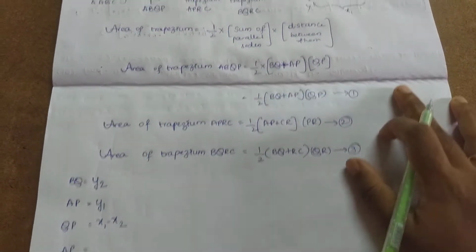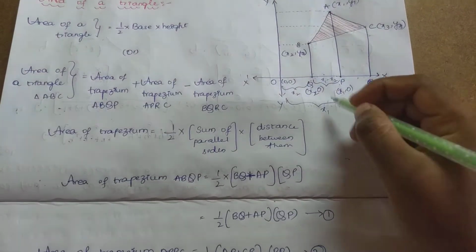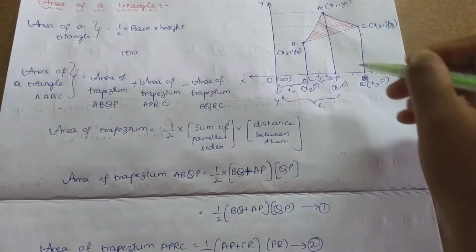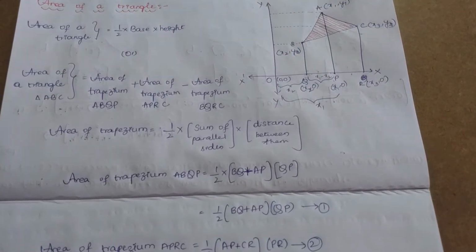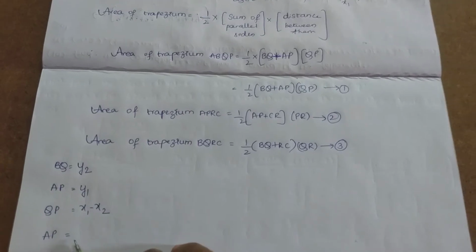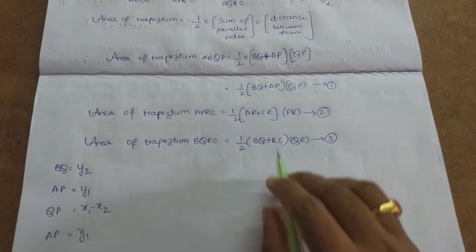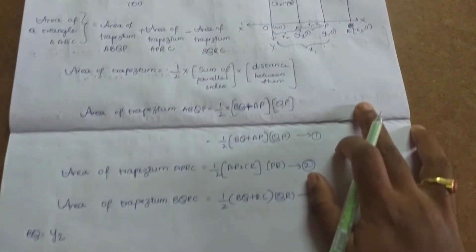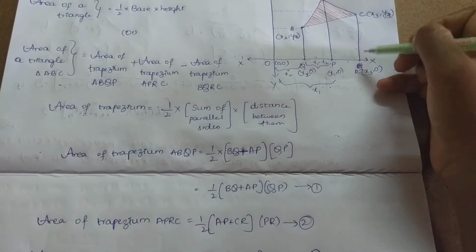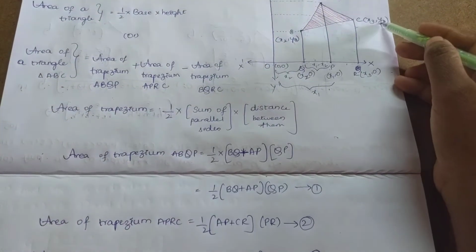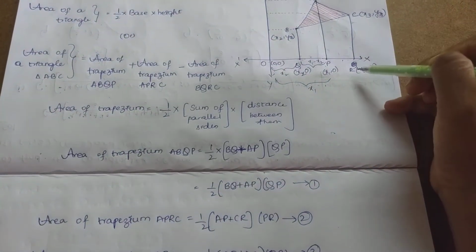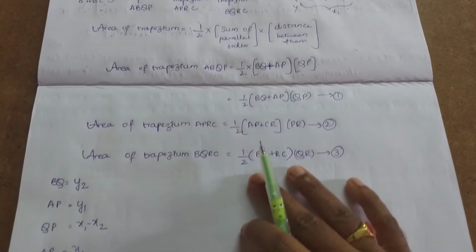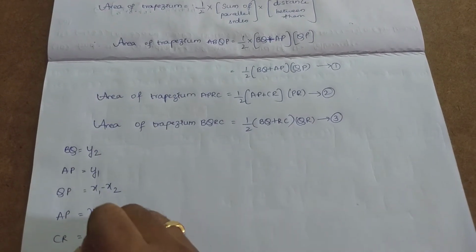In the same way, what is AP here? From the diagram, the entire line AP is parallel to the y-axis, so AP is y1. Again AP is y1. Here I have just written whatever was there. What is CR? CR is again parallel to the y-axis. CR is the distance from point C to here. The x coordinate is the same, so the distance will be y3. CR is nothing but y3.